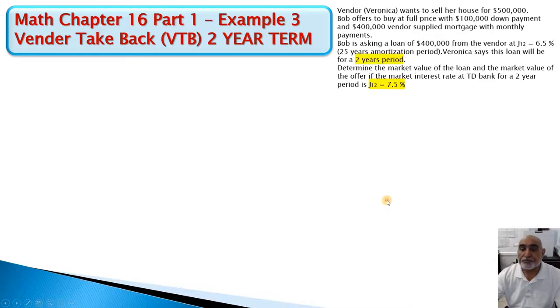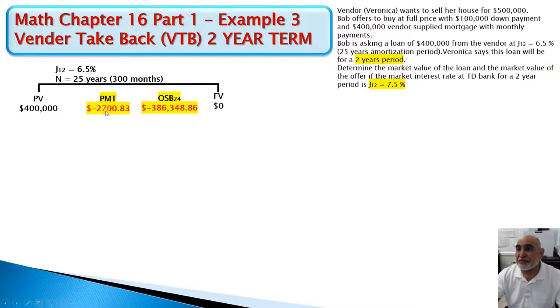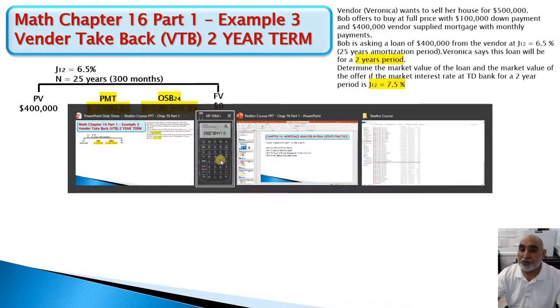Okay, another example. Let's say we have same vendor, Veronica, and same Bob, but this time this loan is going to be a 2 year period. So same question, 2 year period. Draw the timeline diagram, put in your interest rate, 6.5%, 25 years, get your payment, and this time we need to find the OSB 24. Let me do this for you.